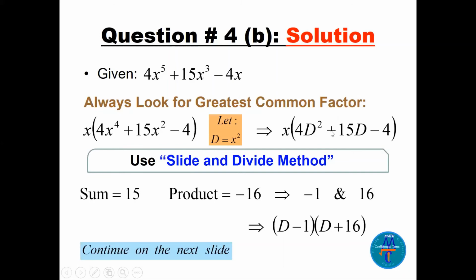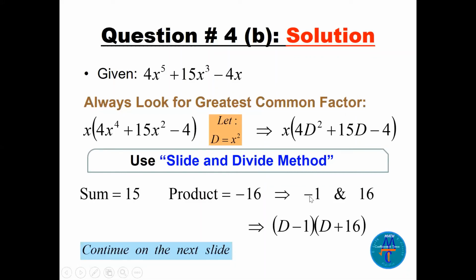4d squared plus 15d minus 4. You can use slide and divide, you factor it, and then at the end, every d you put x squared. Okay, now 15 is the sum in the middle, slide the number 4 and minus 4 becomes minus 16. So the product is minus 16. Let's find two numbers, if you add them, you get 15. If you multiply them, you get minus 16. Only two numbers you can find. Both positive, both negative, one positive, one negative, doesn't matter.